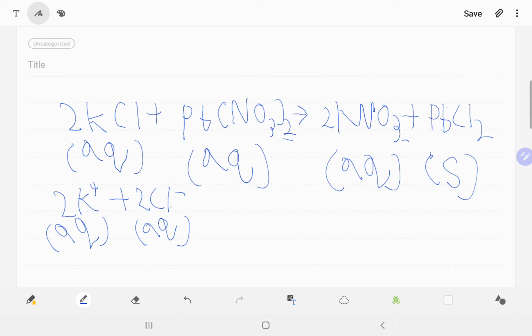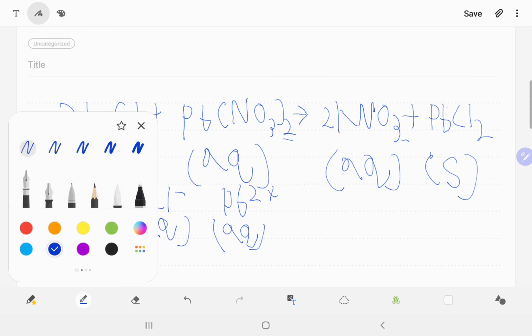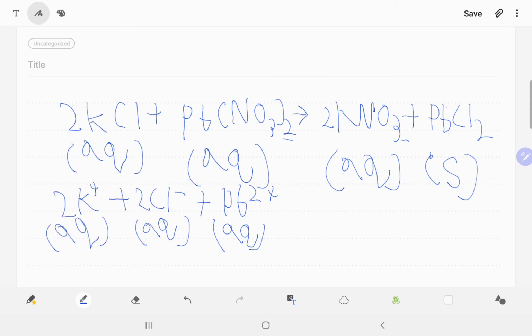And then you move on to your next one, which would become Pb2 plus aqueous. And then what you do next, well, you move on to the next one, which would be 2NO3 minus. That would also be aqueous.